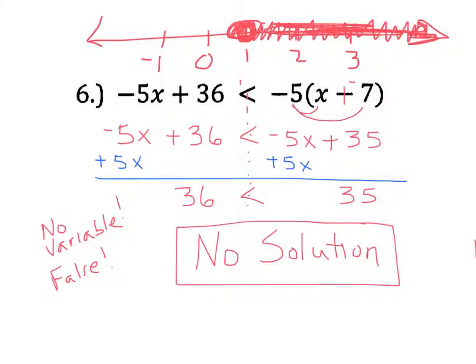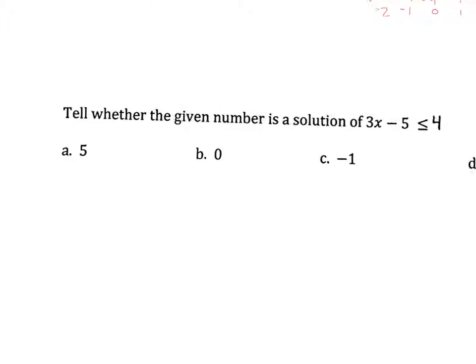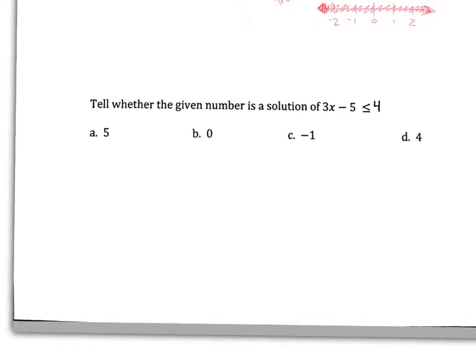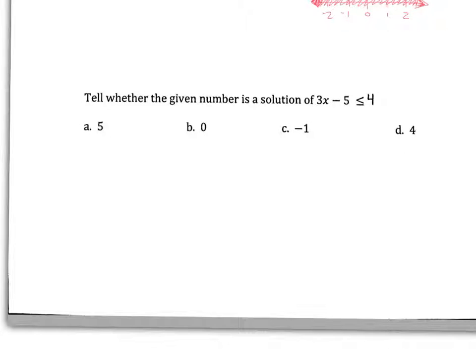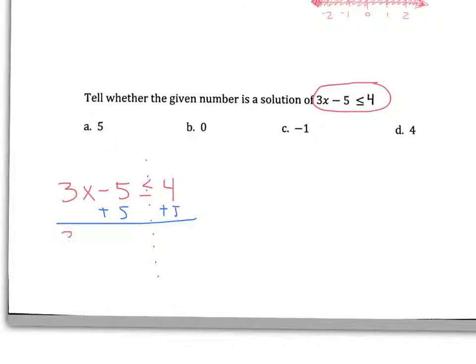All right, we're almost done. Last problem. Tell whether the given number is a solution. Now there's 4 different problems or numbers to pick from. So here's what I do. I take this and I solve it. So here we go. 3x minus 5 is less than or equal to 4. Dotted line. Add 5 to both sides because I'm just unwrapping it. 3x is less than or equal to 9. Divide by 3. x is less than or equal to 3.